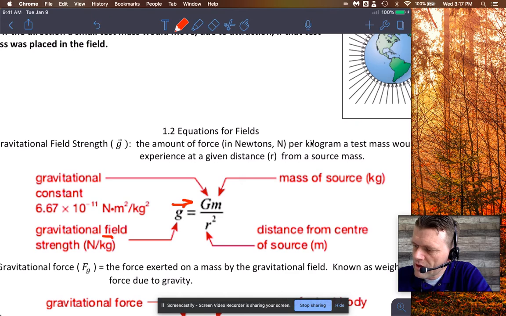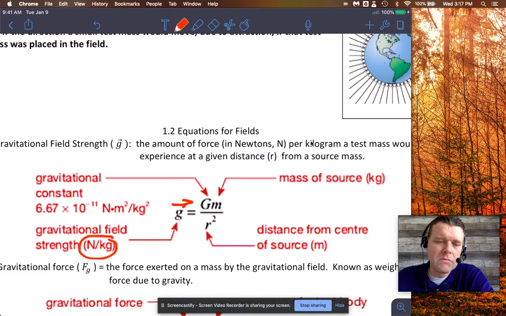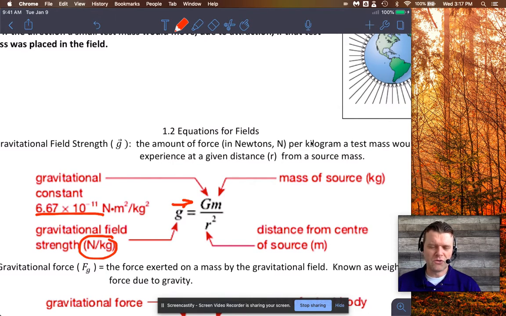It's measured in newtons per kilogram or meters per second squared. Big G is the universal gravitational constant. It's 6.67 times 10 to the negative 11 newton meters squared per kilogram squared. Don't worry so much about all those units, as long as you know what the answer should be in. This number was determined by Henry Cavendish, after Isaac Newton. But that's a number you just use. It's the same every time. You never have to change that.